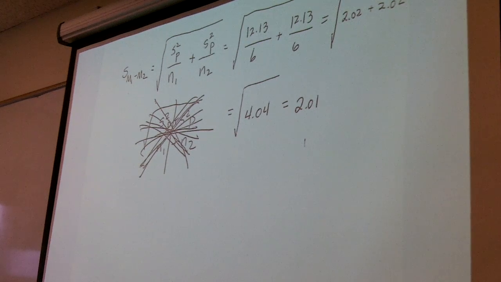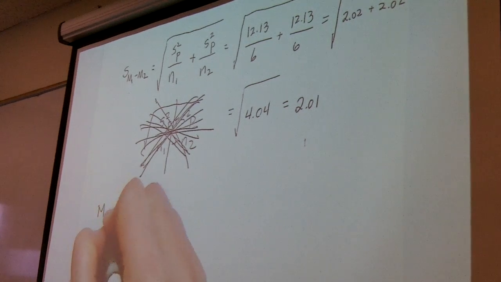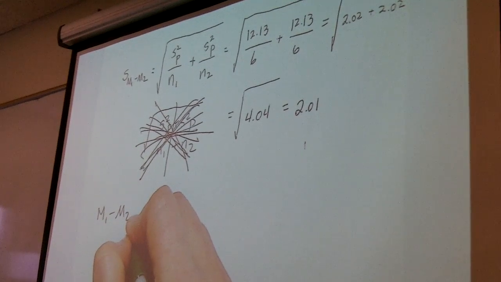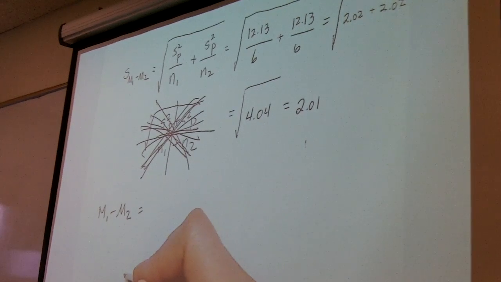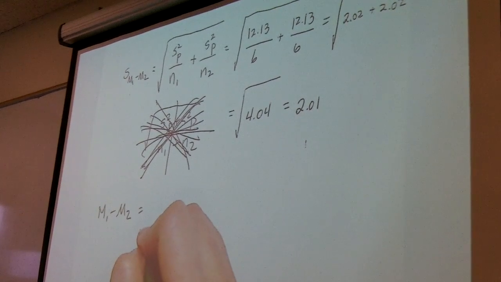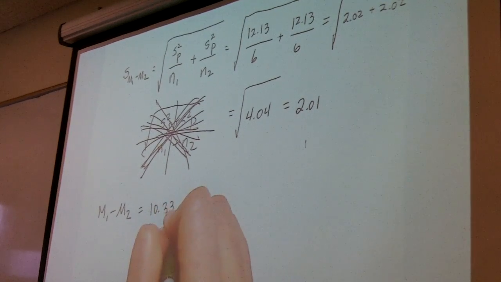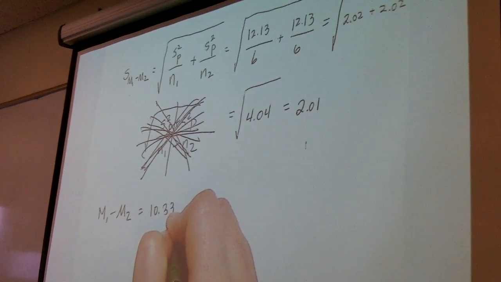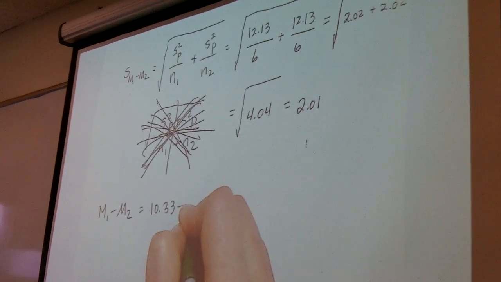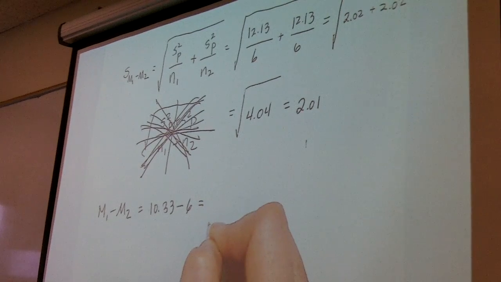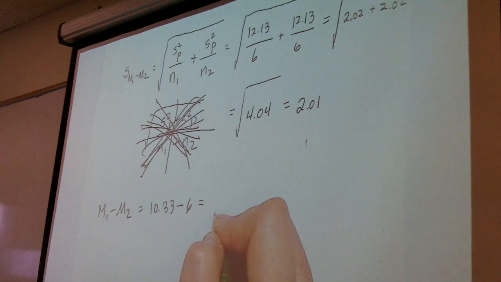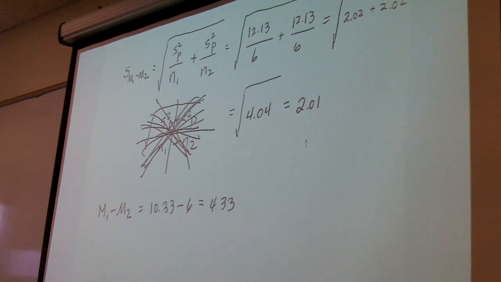Now we have to figure out the mean difference for the comparison distribution. The mean difference is mean 1 minus mean 2. That's the numerator of our T formula. So mean for group 1 was 10.33, right? Is that right? From before? And the mean for group 2 was 6, correct? So what's 10.33 minus 6? 4.33. Right? Okay. So now we've got the numerator.